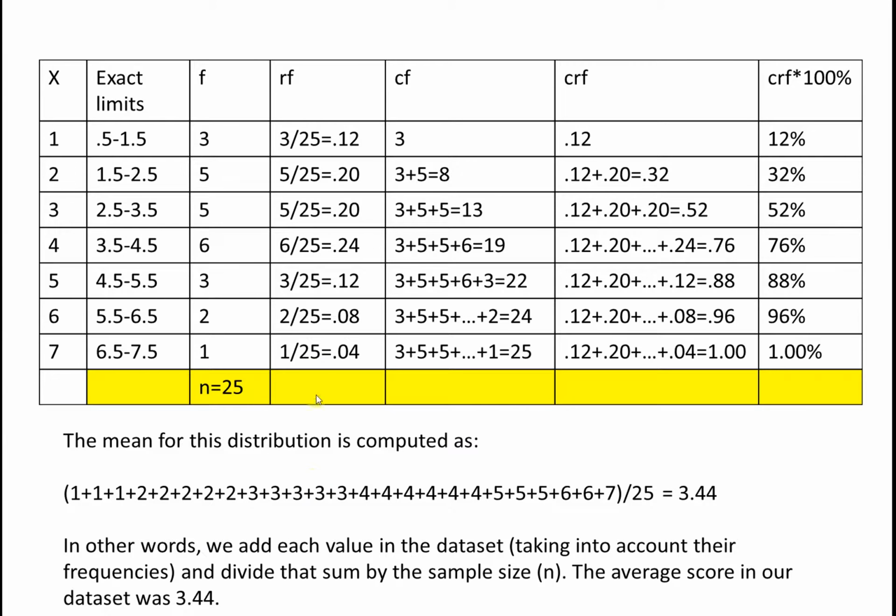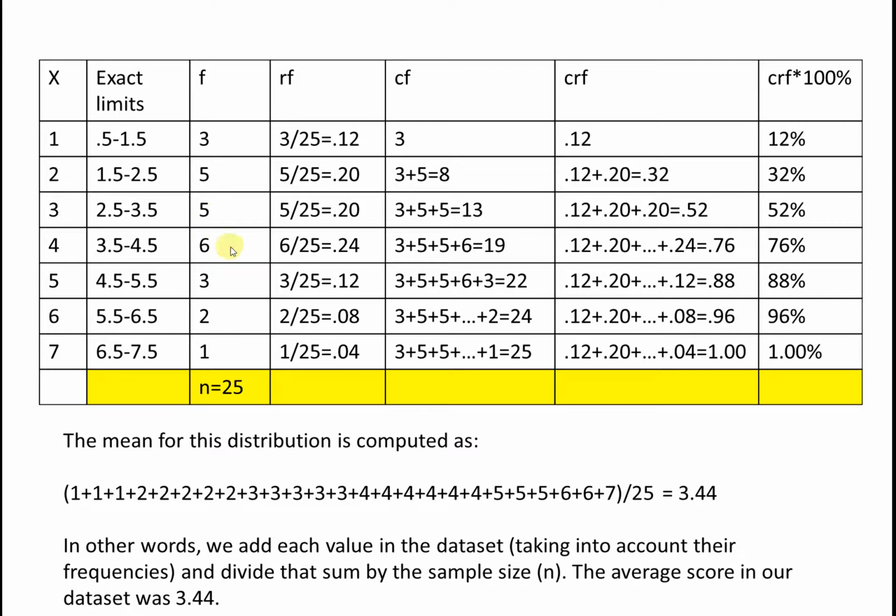If we go back to our death penalty variable, we would be adding up the values on x, taking into account the frequency with which those values appear in the data set. We've got 3 ones that appear in the data set, so we're going to take 1 plus 1 plus 1. We have 5 2's that appear in the data set, so then we're going to take 2 plus 2 plus 2 plus 2 plus 2. We have 5 3's that appear in the data set, so we're going to take 3 plus 3 plus 3 plus 3.